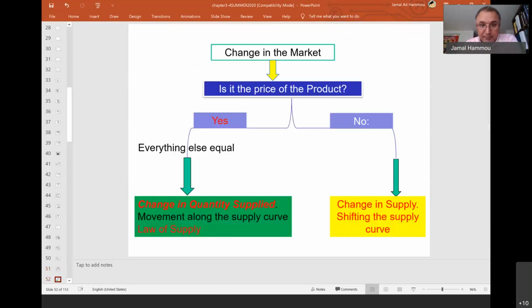So it's very interesting. Here's how that works. Change in the market: the first thing is that something happens in the market. You will have cases where you have to do the analysis. So a new thing happened.